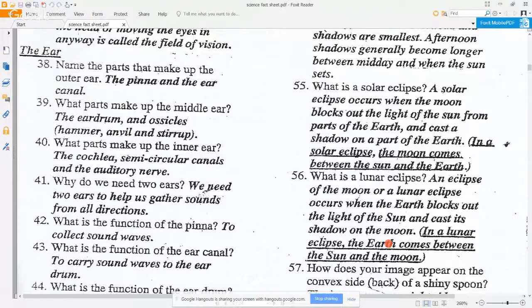So what then is a lunar eclipse? An eclipse of the moon, or lunar eclipse, occurs when the earth blocks out the light of the sun and casts its shadow on the moon. In a lunar eclipse, the earth comes between the sun and the moon.